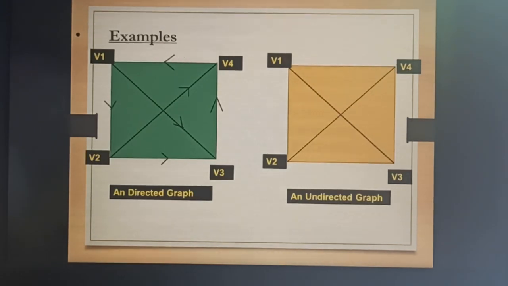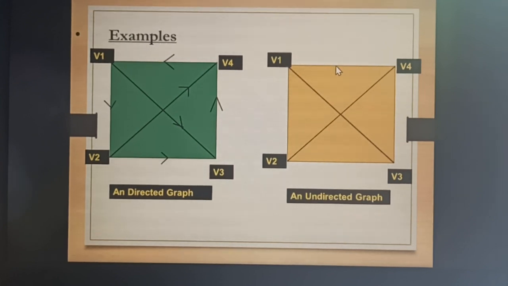Now you can see examples of directed and undirected graphs. In an undirected graph, vertices are present and edges link the vertices, but there is no direction mentioned on the edges. See this one, here direction is mentioned: V1 to V2, V2 to V3, V1 to V3, V4 to V1, and V3 to V4. Each edge has a direction, so this is a directed graph.